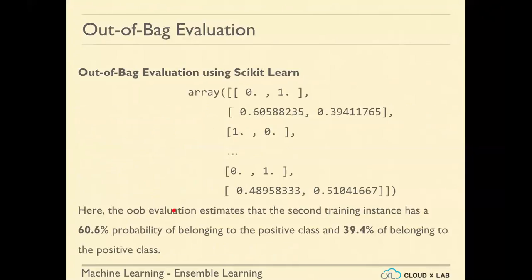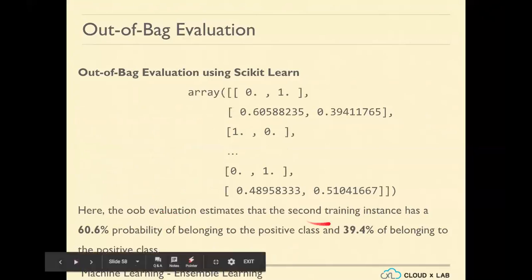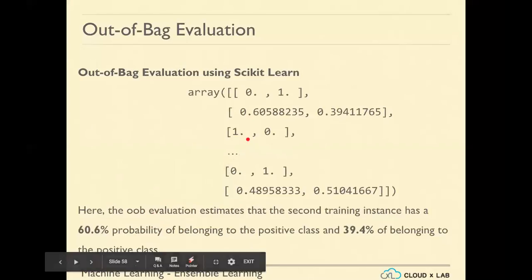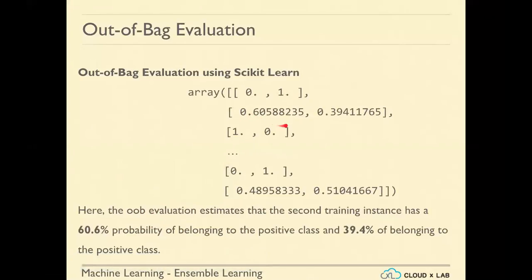Here the OOB evaluation estimates that the second training instance has a 60.6% probability of belonging to the positive class. Basically, the two columns are not really required. The OOB decision function gives you the results for each training instance. The first one has 0, and hence 1 minus 0 is 1. The second one, for it being in the first class, is 0.605, and 1 minus that is 0.39 for the second class. So it has a 60.6% probability of belonging to the positive class, and this second column is kind of redundant. You can compute it using 1 minus the first.